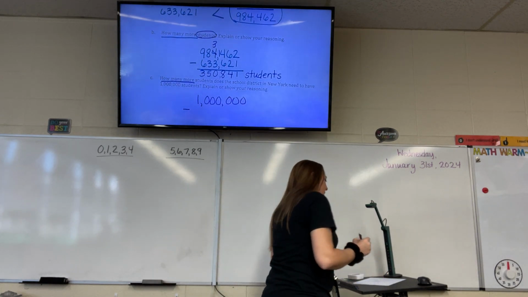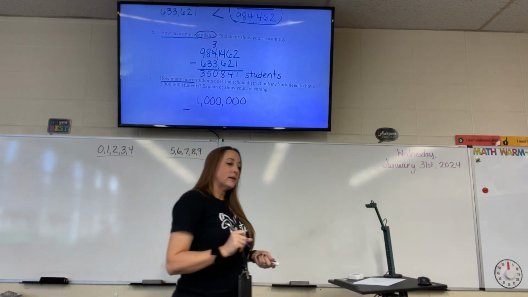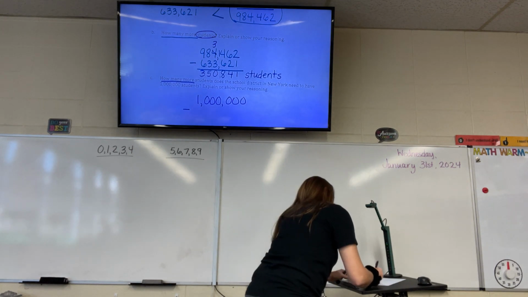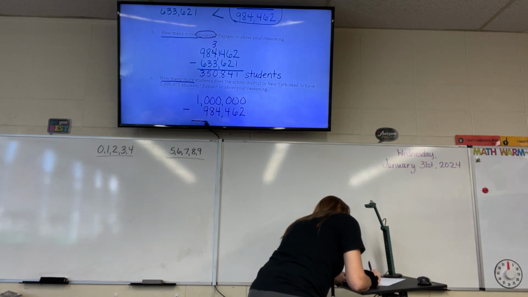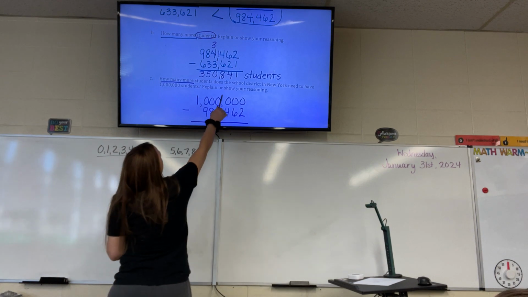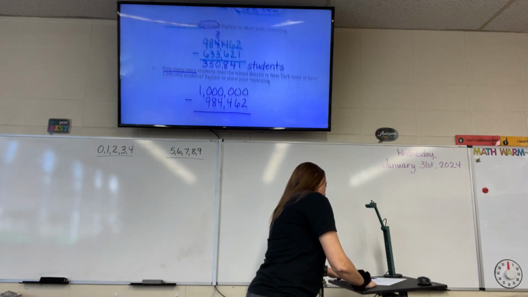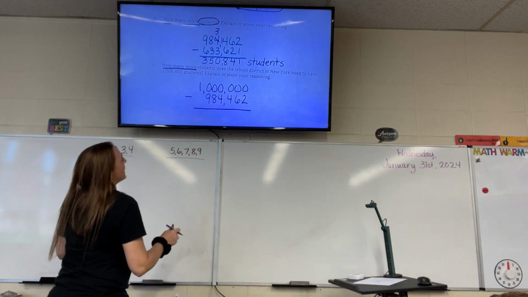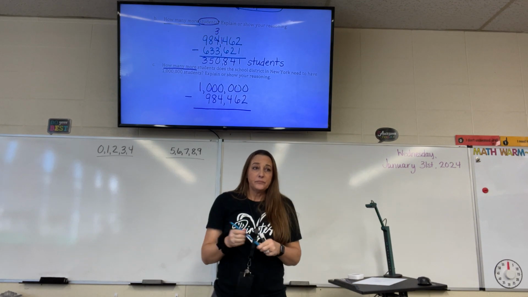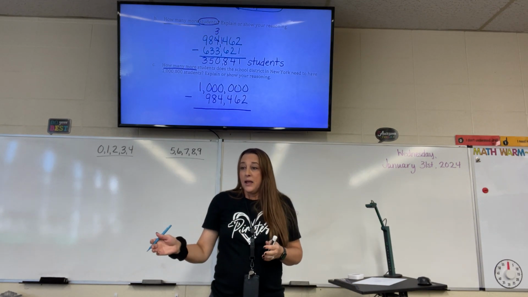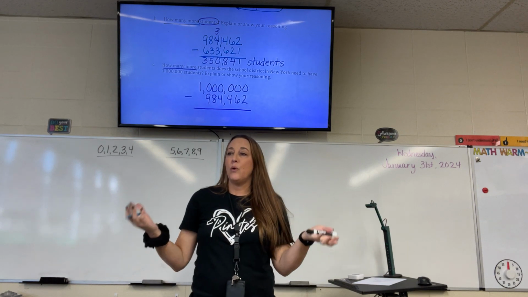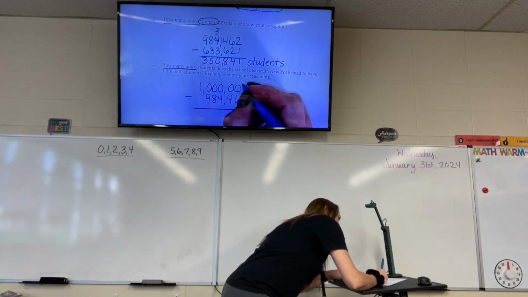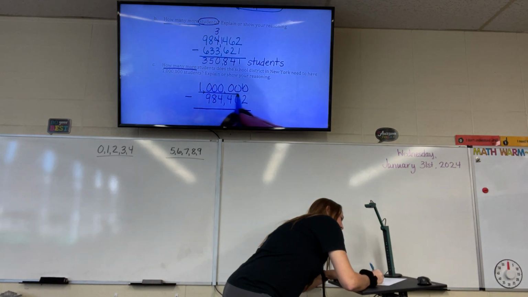Minus. Nothing goes under the 1, right? Because the biggest place value in New York's number is the 100,000. So nothing under the 1. Under the first 0, we start 984,462. All right, make sure you left a little bit of space so that you can regroup. And we're subtracting. What is 0 minus 2? You can't do that. We have a bunch of zeros, right? And so, what is our goal? To make the 0 on the end turn into a what? A 10. And we're going to do that by borrowing 1 from this big long number.